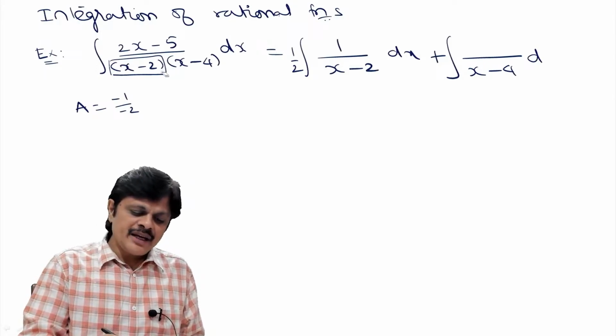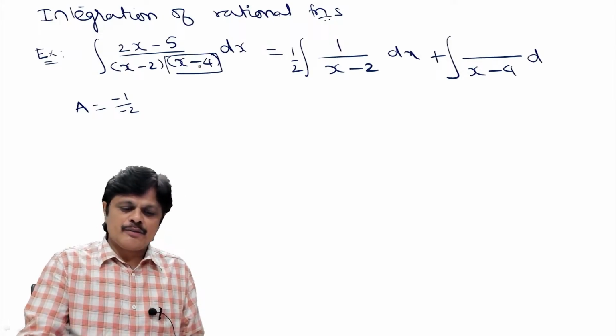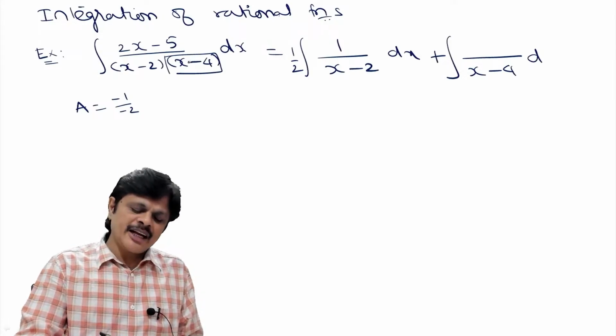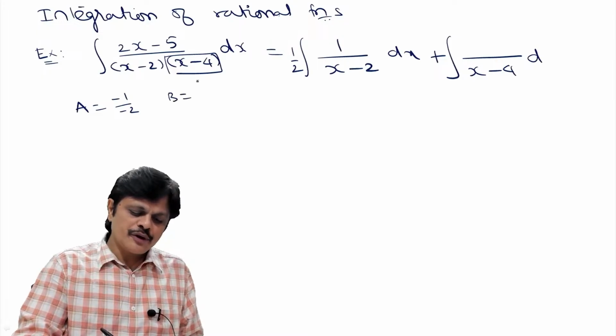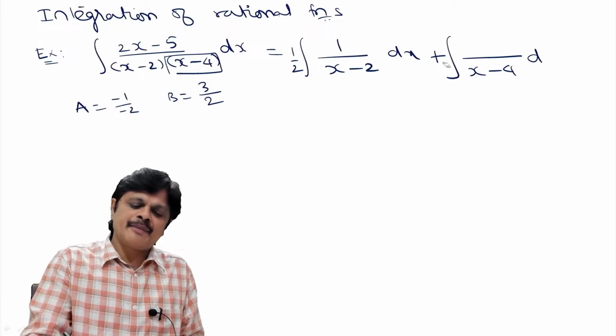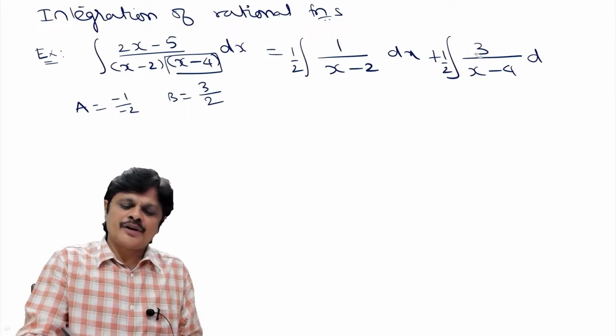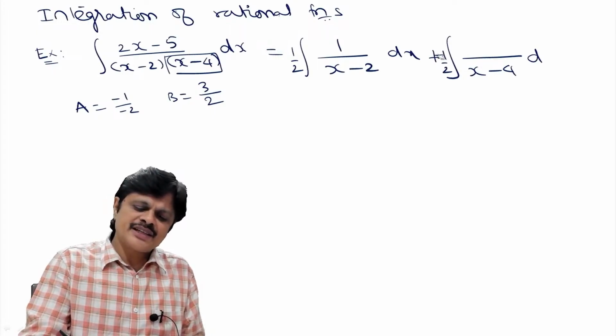Now for b, you have to close x minus 4. In the remaining part, put x equal to 4, so you get the b value. So 2 fours are 8, 8 minus 5 is 3, and 4 minus 2 is 2, that is 3 by 2. It is plus only, so it is plus 3 by 2. You can write 1 by 2 outside, or you can write the complete 3 by 2 outside also. It is just a constant, right?